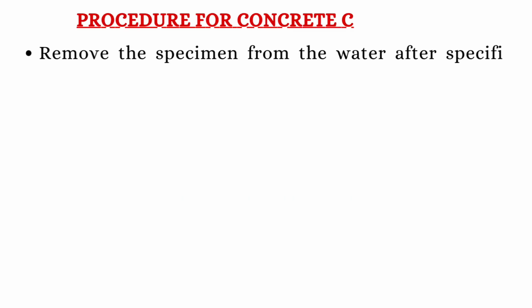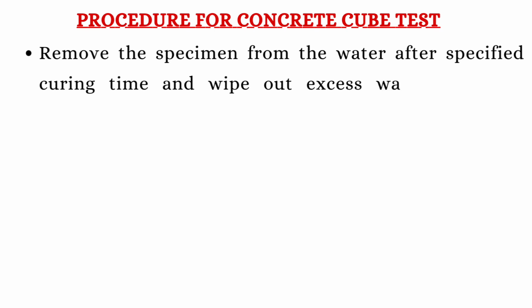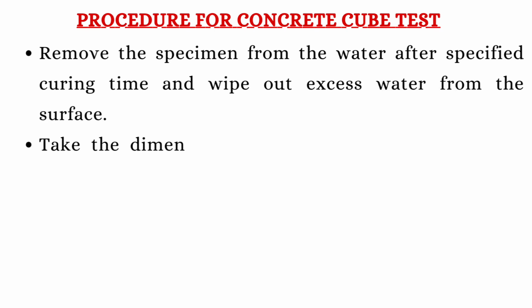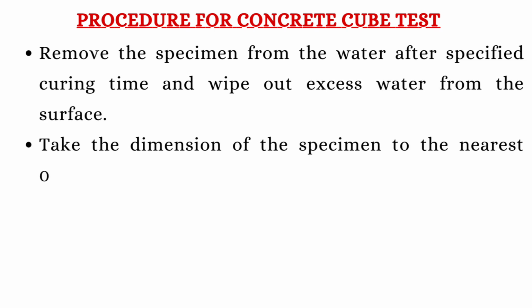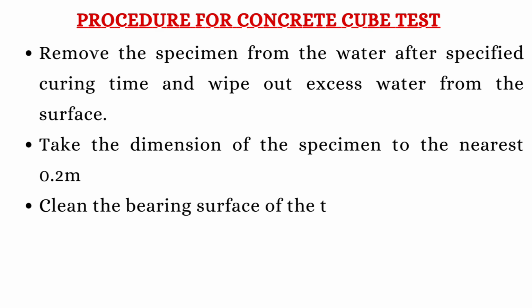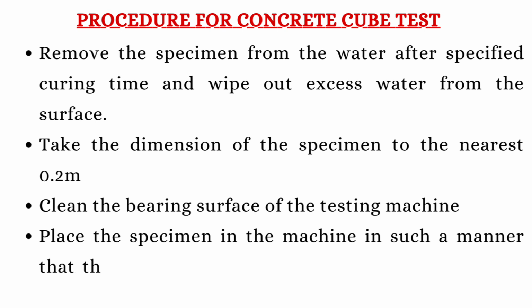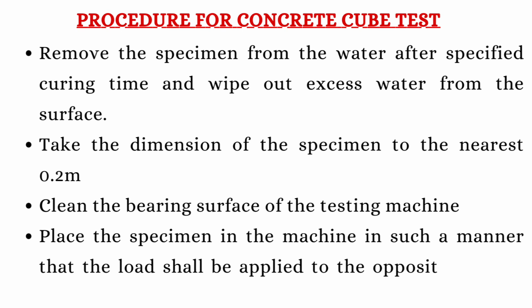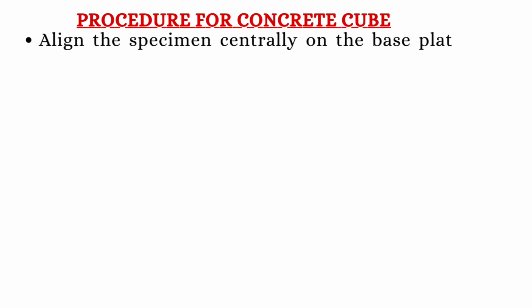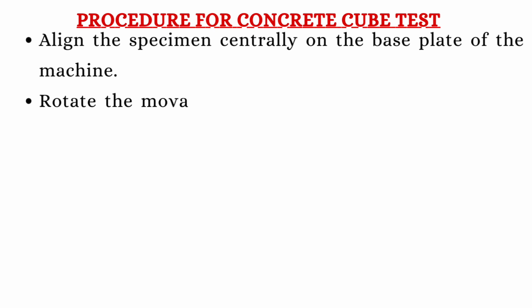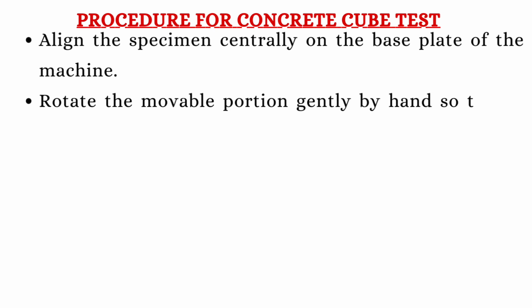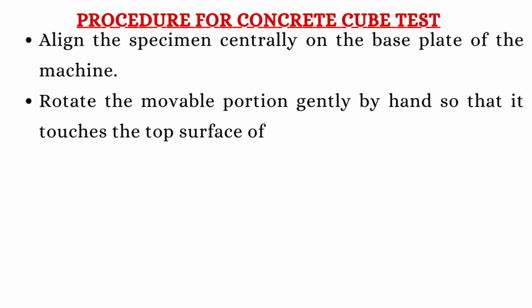Procedure for concrete cube test. Remove the specimen from the water after the specified curing time and wipe out excess water from the surface. Take the dimension of the specimen to the nearest 0.2 mm. Clean the bearing surface of the testing machine. Place the specimen in the machine in such a manner that the load shall be applied to the opposite sides of the cube as cast. Align the specimen centrally on the base plate of the machine. Rotate the movable portion gently by hand so that it touches the top surface of the specimen.